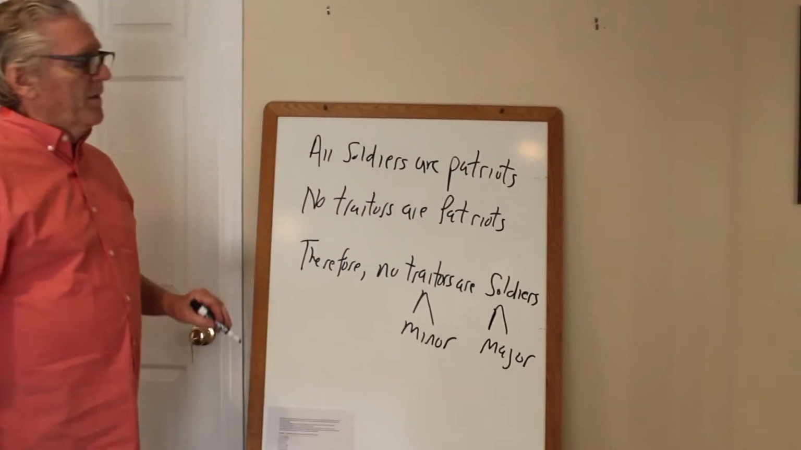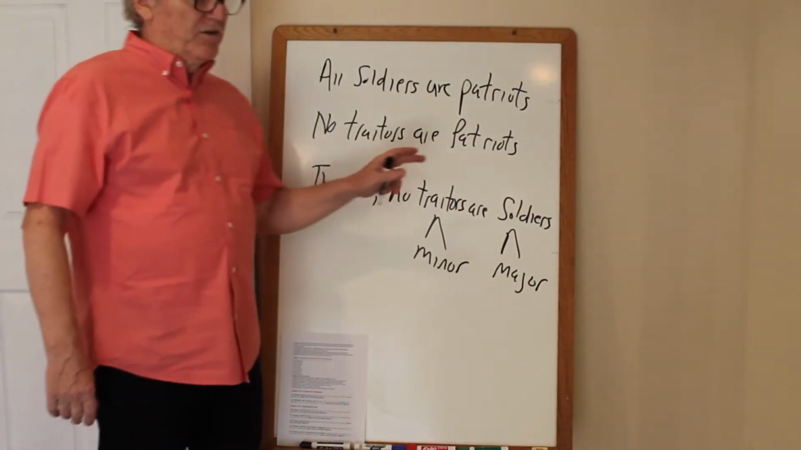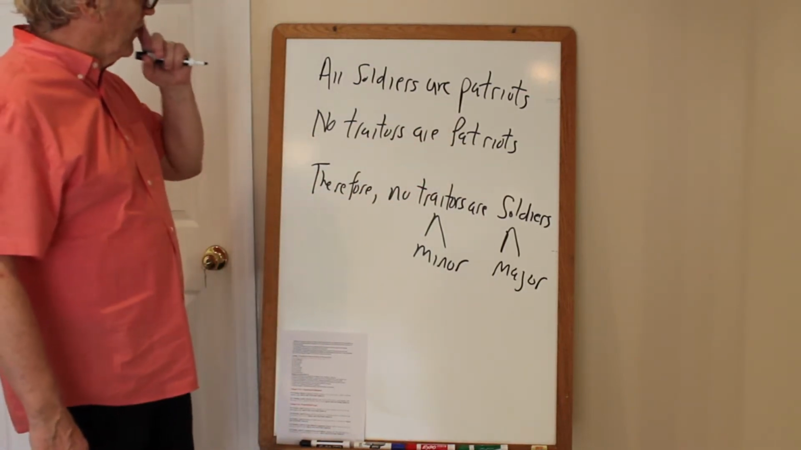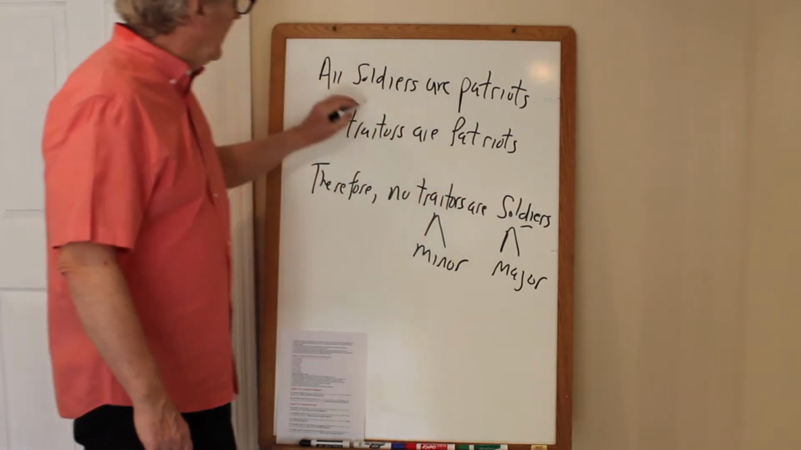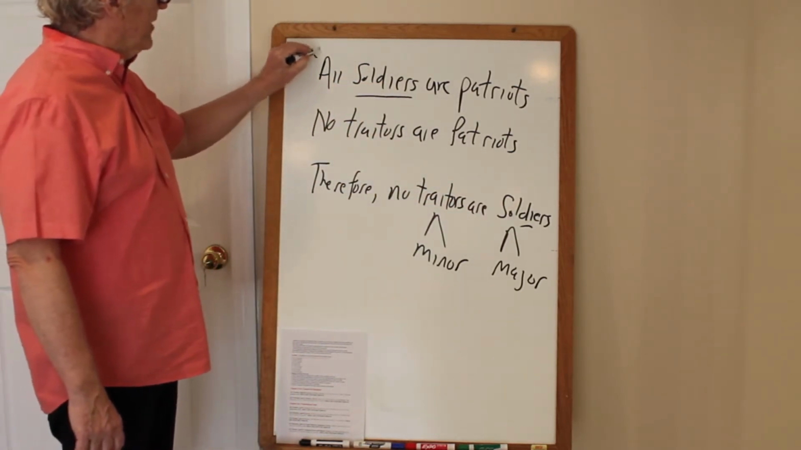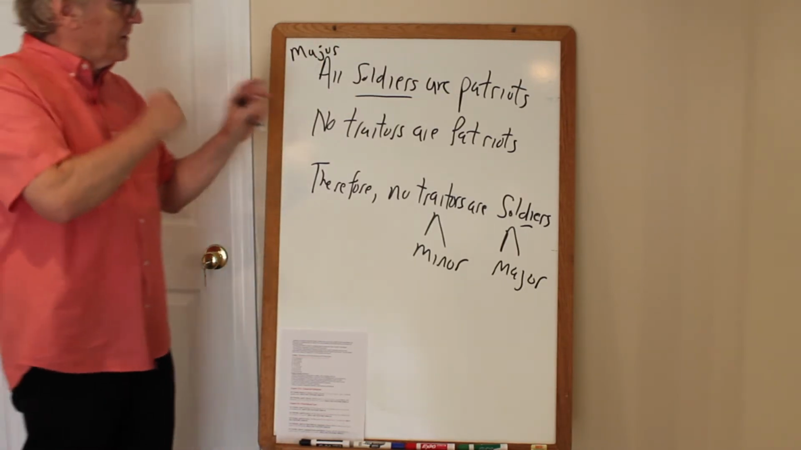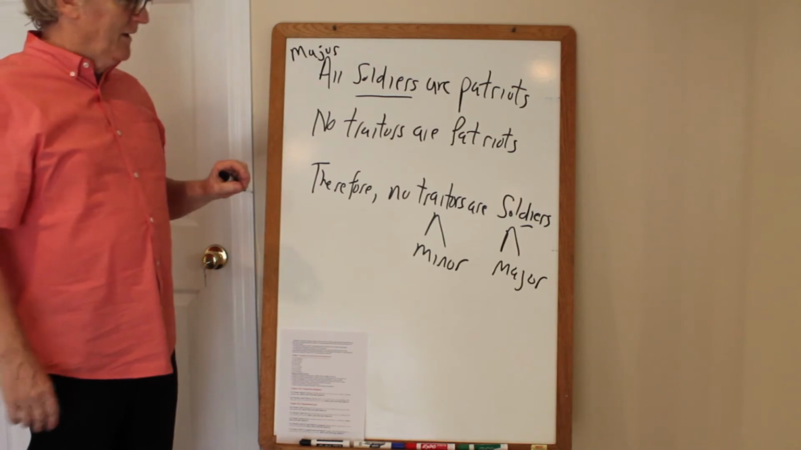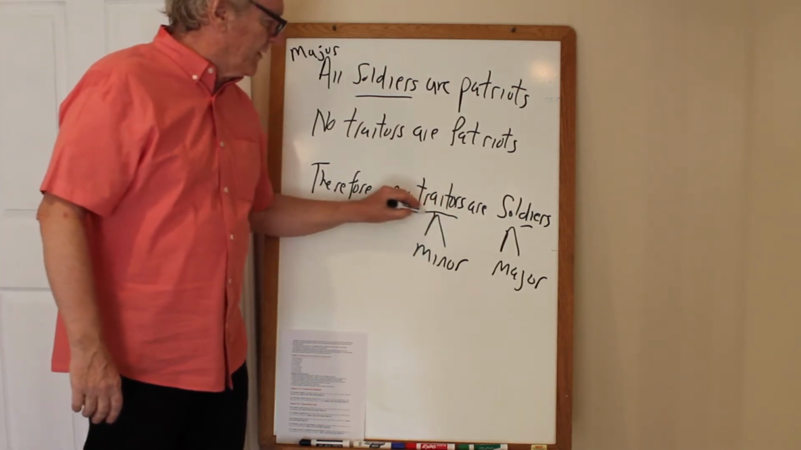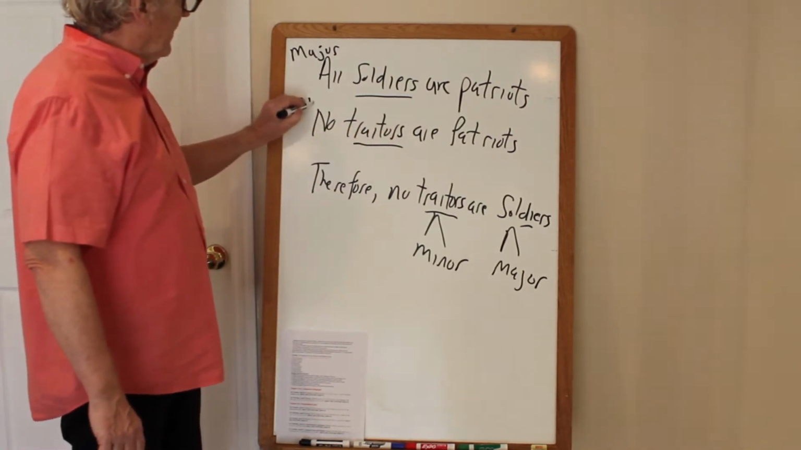The premise that contains the major term will be known as the major premise. You can see soldiers occurs again in this premise here, so that will be our major premise. I'm just going to put major there for now. The minor premise, by definition, must contain the minor term, so traitors, the minor term, will be there.